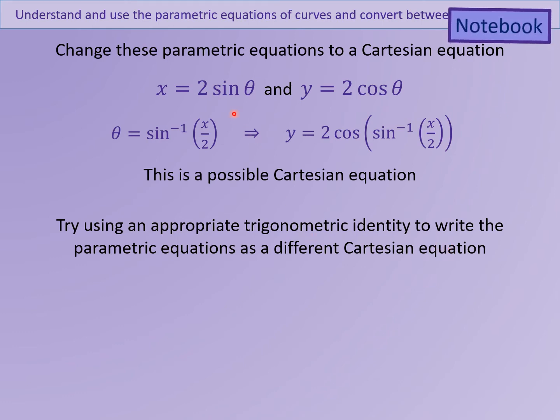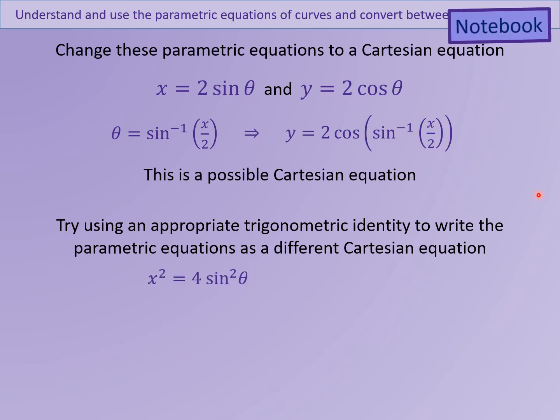So you should be thinking, because I've got sine theta and cos theta, can I think of an appropriate trig identity that links sine and cos? And hopefully, as you know, the most obvious one that links sine and cos will be sine squared plus cos squared equals 1.